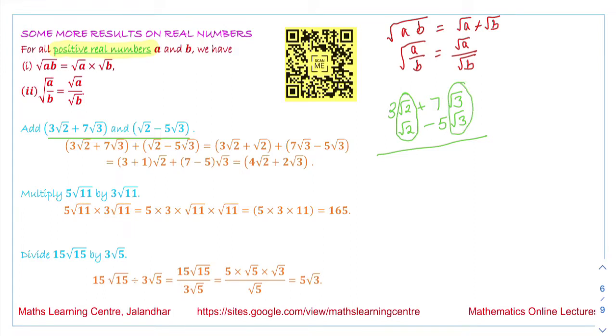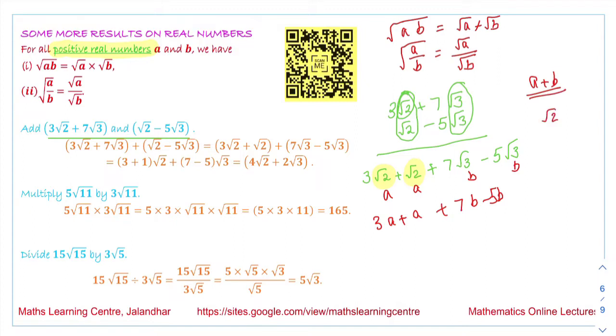So what we are going to do, we are going to write it like 3 root 2 plus square root 2 plus 7 root 3 minus 5 square root of 3. This square root of 2, you just consider it like some constant A. Suppose I am writing it as A, I am writing it as B. So basically what I am doing, 3A plus A, 7B minus 5B. If I am writing A plus B, it is just A plus B. If I am writing root 2 plus root 3, I cannot further solve this.